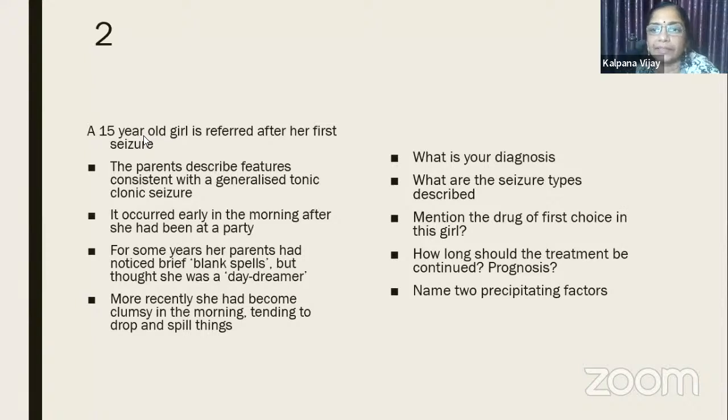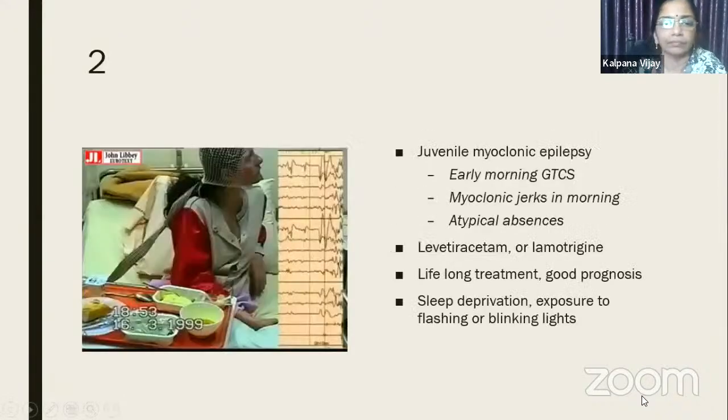Name 2 precipitating factors. Any precipitating factors you know? One is sleep deprivation, that is correct. The second one is photosensitivity. It is a photosensitive type of epilepsy. So excessive electronics, or flashlights like in a DJ party, all this cannot be done. Flashlights in dancers. So it is a photosensitive one. We have discussed blinking lights, flashing lights, etc.